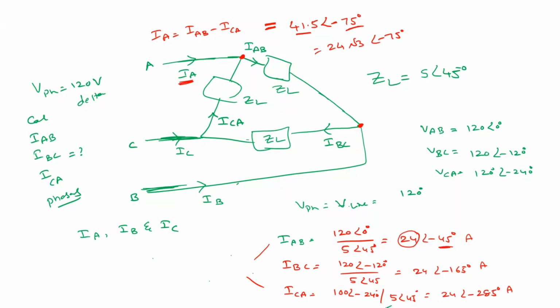Similarly, what are IB and IC? What is IB? This magnitude is same, but it is again shifted by minus 120 degrees, right? So that means minus 75 minus 120. So this IB is 24 root 3. Is this correct? That angle is correct? So it will be minus 75 minus 120 degrees.